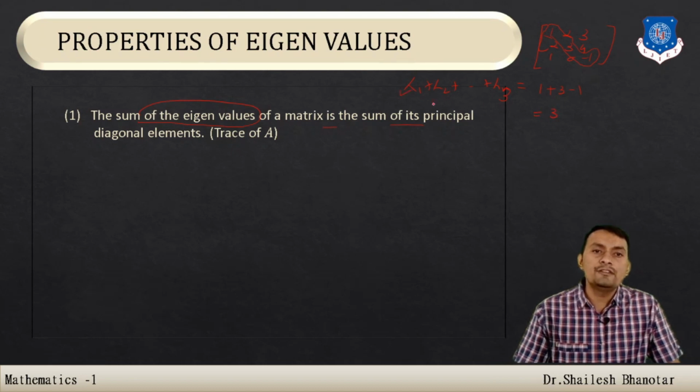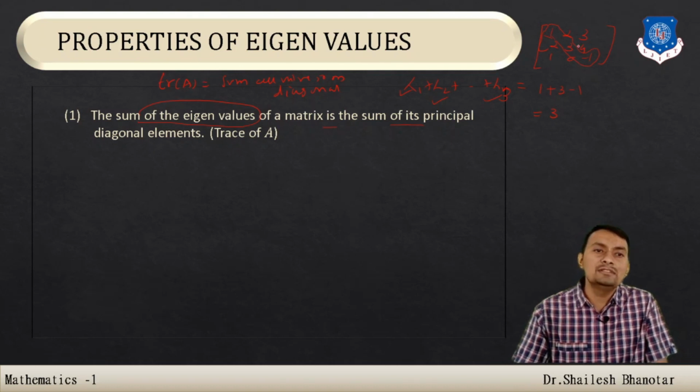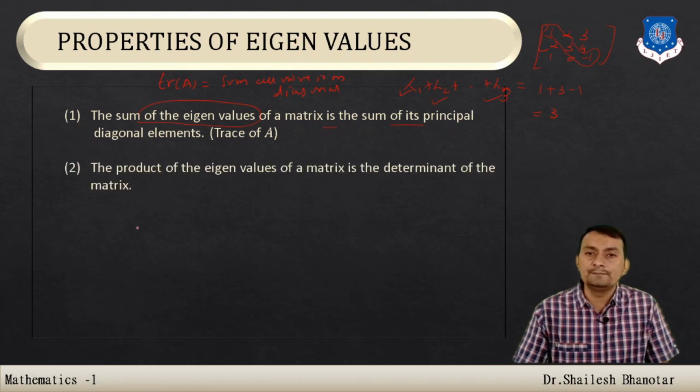So when you find the eigenvalues and add them, the result is exactly the sum of the diagonal elements, or the trace of the matrix A. The trace of a matrix A is the sum of all the values on the diagonal. Whatever the values on this diagonal are, their sum is the trace of the matrix A.